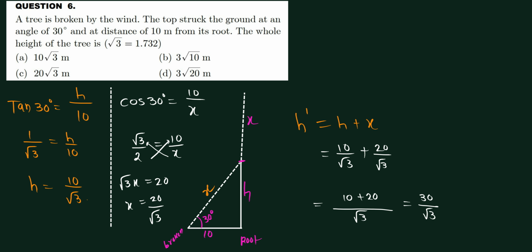To remove this root 3, multiply numerator and denominator by root 3. That gives 30 root 3 by 3. So 3 goes into 30 how many times? 10 times. The total height of the tree before it broke is 10 root 3 meters. Which answer is matching here? Option A. Option A is matching.